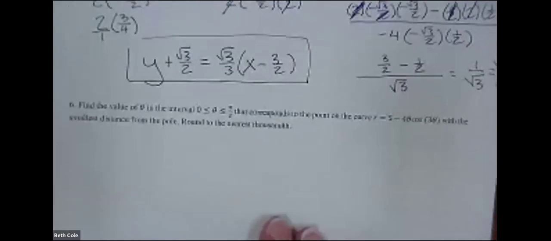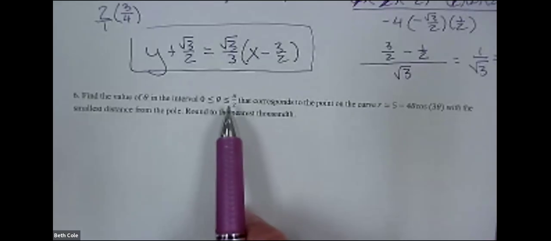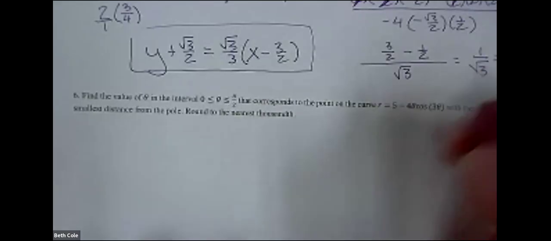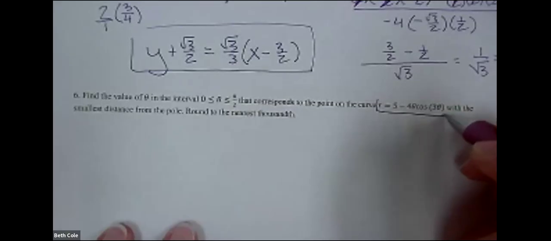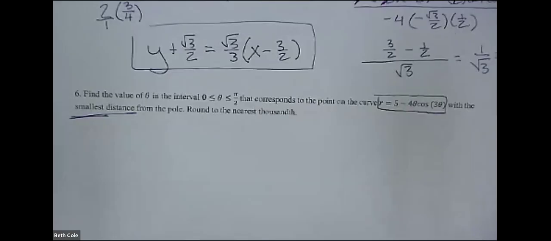Find the value of theta, and we're going from 0 to pi over 2. Oh, look, it's including pi over 2 this time. That corresponds to the point on, here's our equation, r equals all of this, smallest distance. That means absolute what? Smallest means minimum. Absolute minimum. What test do we use for absolute maximums and minimums? It's your candidates test, okay?